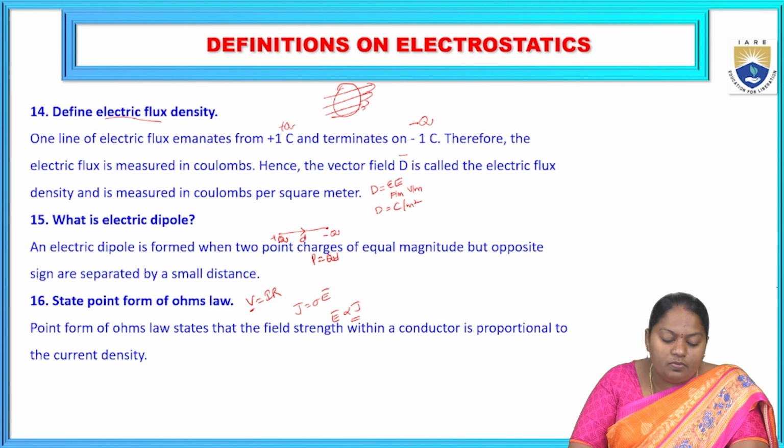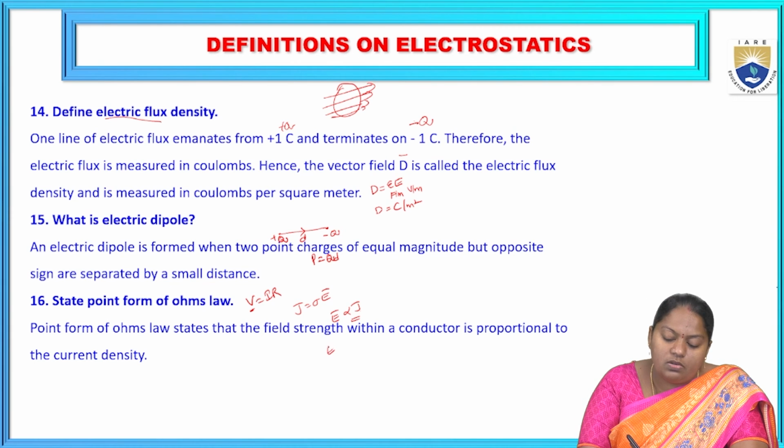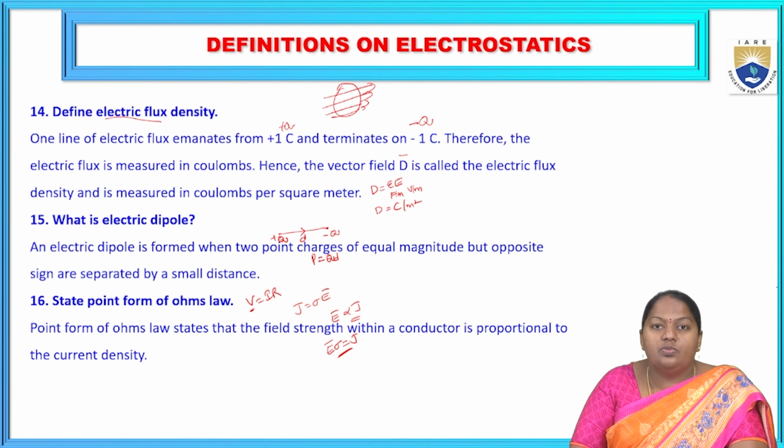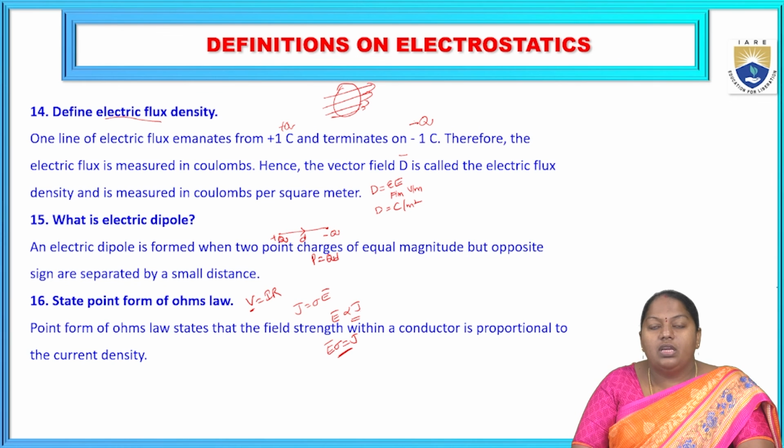The point form of Ohm's law states that the field strength within a conductor is proportional to the current density, where the proportionality constant is replaced by sigma. So J equal to sigma into E is said to be the conduction current density, and it is also the point form of Ohm's law, which is derived in the case of one of Maxwell's equations in electrostatic fields.